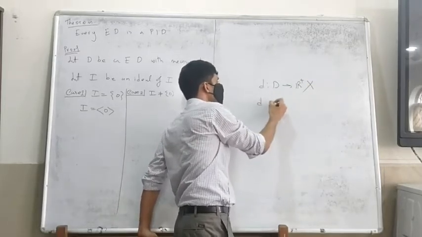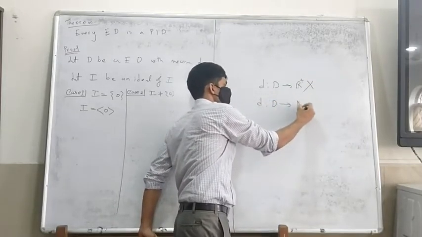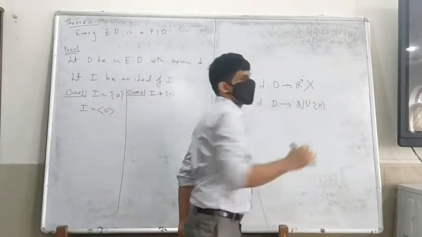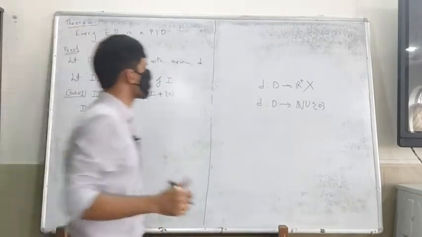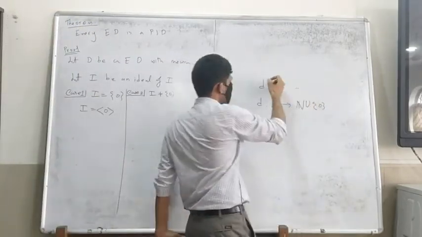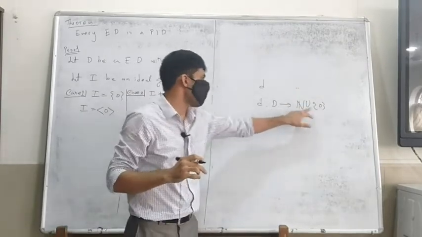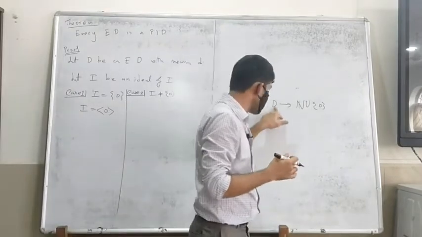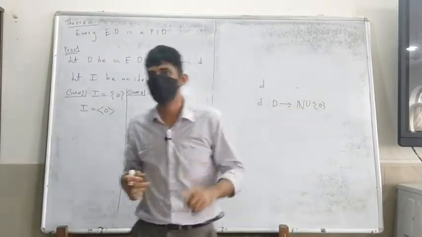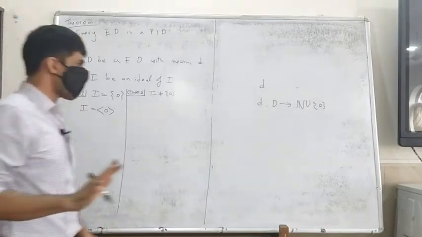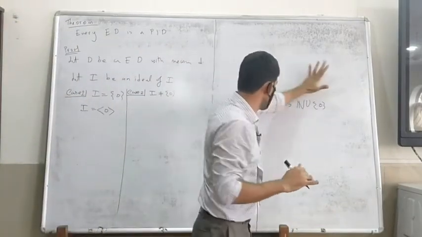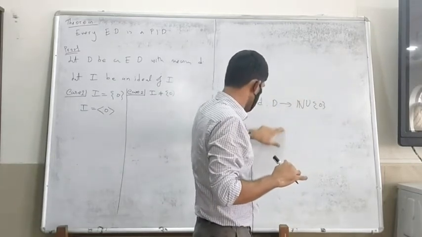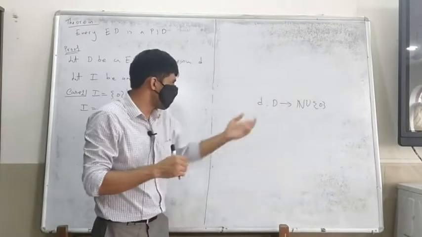It is a function from D to N union 0. It's not even R plus, definitely does not work. It needs to be from D to N union 0. Up to now, whatever we've got is from D to N union 0. So there is no error otherwise, but you need to define it correctly. Is that okay? It's a function from D to N union 0.